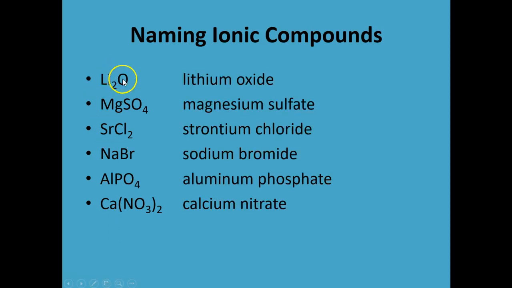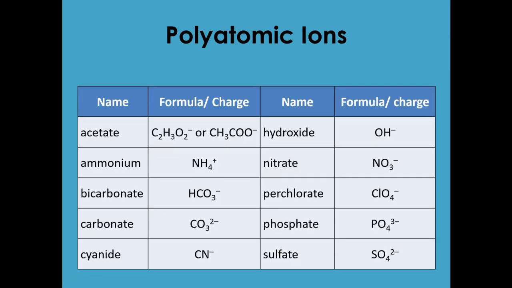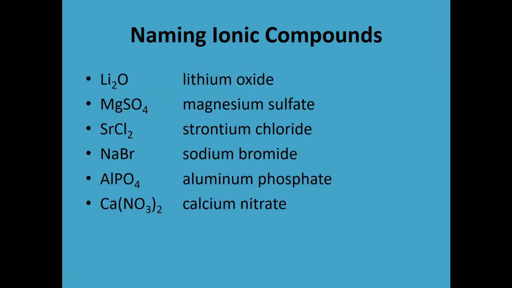Here come our answers. Lithium oxide is made up of monatomic ions, lithium and oxygen. And so we simply name the lithium and then we name oxide, again, because it's a monatomic ion, its name is changed to -ide. This compound is called magnesium sulfate. If we go back a couple of slides, here's one of the polyatomic ions you need to know, sulfate. And so you need to recognize that that SO4 is a polyatomic ion. So that is magnesium sulfate.